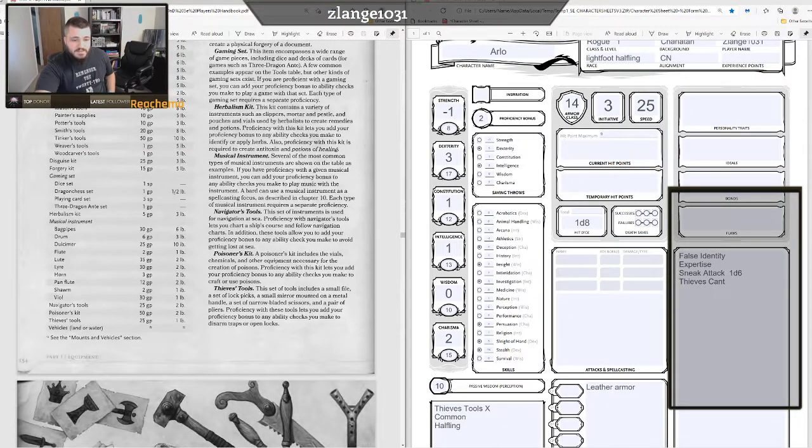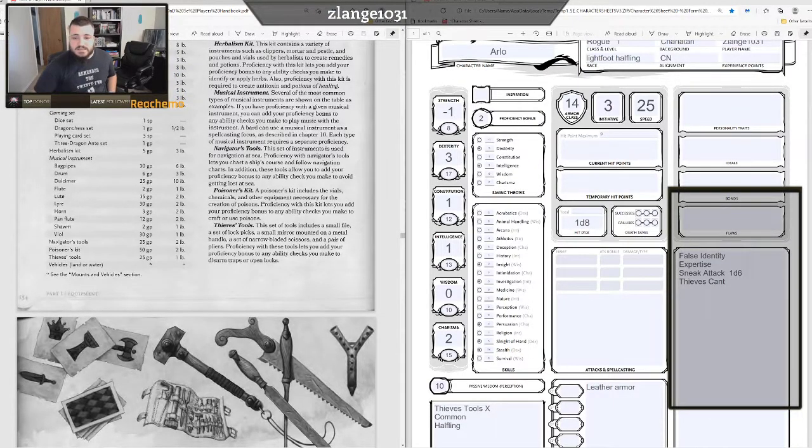Thieves' Tools. A set of Thieves' Tools which we are given in our equipment under the Rogue page. So we get one, and it's worth 25 gold. This set of tools includes a small file, a set of lockpicks, a small mirror mounted on a metal handle, a set of narrow-bladed scissors, and a pair of pliers. Proficiency with these tools lets you add your proficiency bonus to any ability checks you make disarming traps or opening locks.